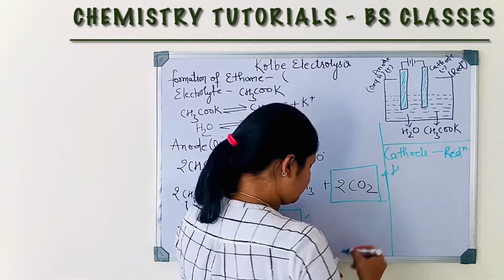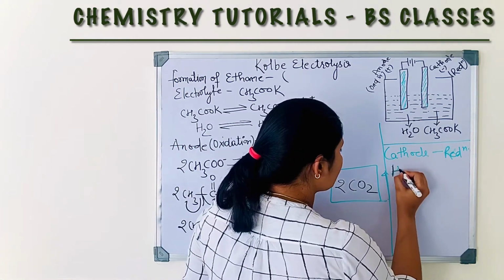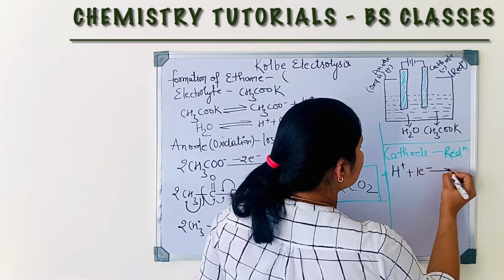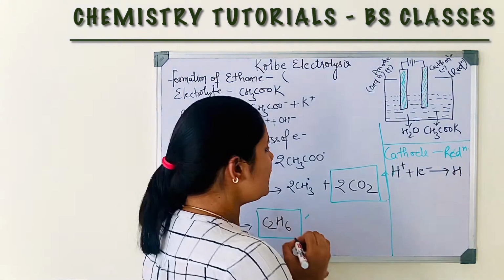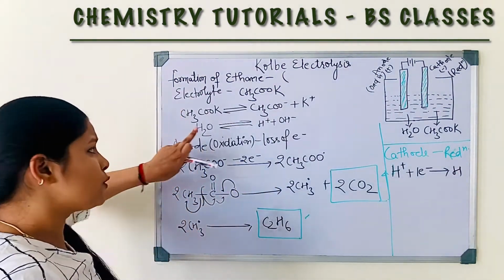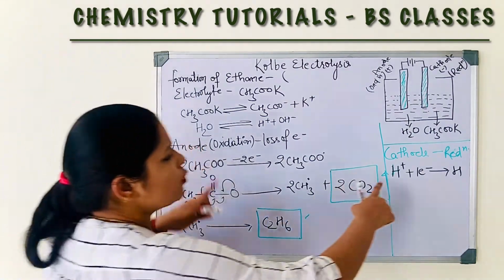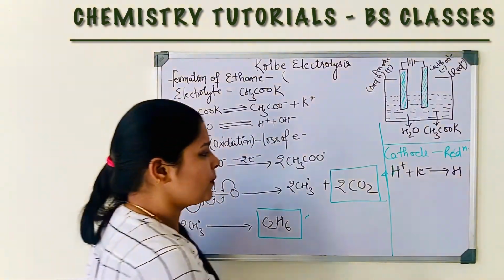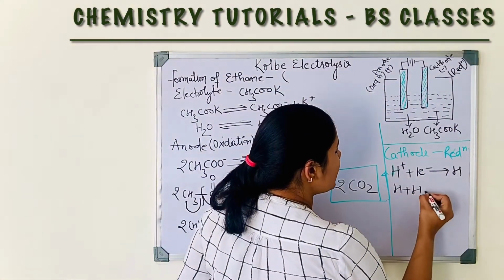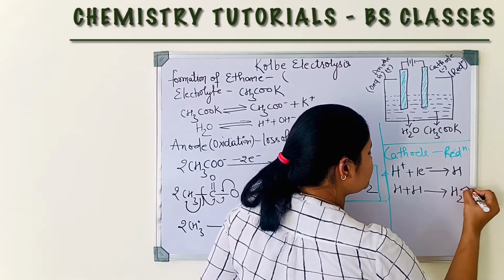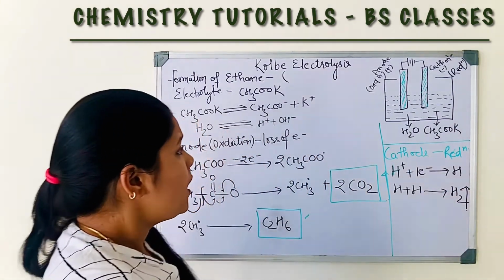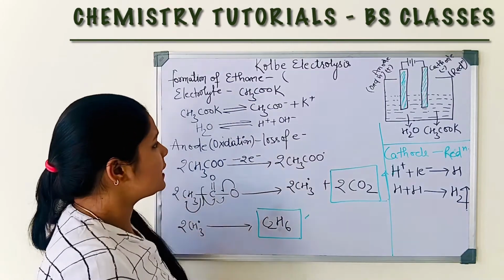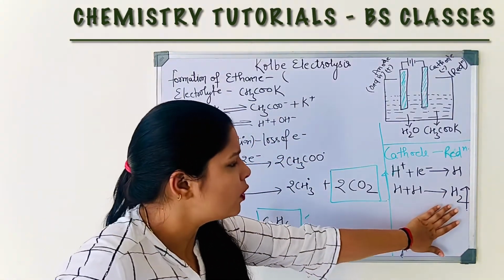Now H plus accepts 1 electron and forms H. Similarly, here if we take 2 molecules of acetate, so 2 molecules of water, so here also 2 H plus accept 2 electrons and we get 2 hydrogen atoms, and both the hydrogen atoms combine and form H2 gas. So acetate ion forms ethane gas and carbon dioxide, and H plus forms H2 gas.